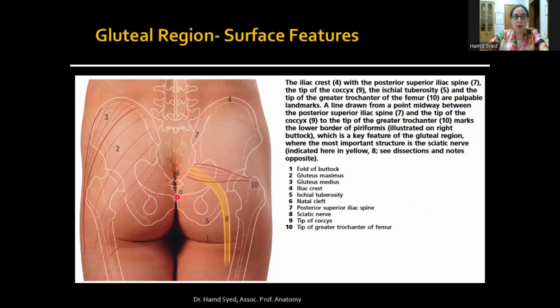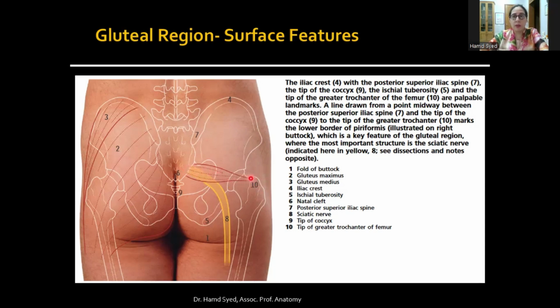are palpable. Also, number 5 over here represents the ischial tuberosity. This is also a palpable landmark of the gluteal region. Keep in mind, we sit on our ischial tuberosity, and the number 10, which is representing the greater trochanter of femur, is also a palpable landmark. Also keep in mind over here, a key feature of the gluteal region is the piriformis muscle.